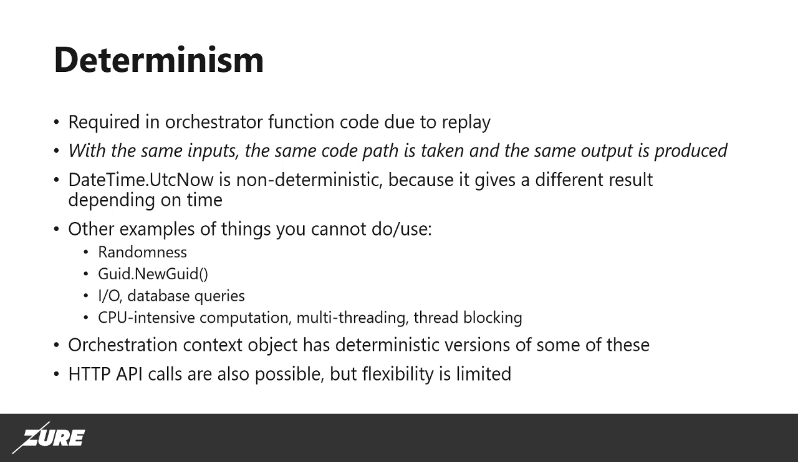Now, kind of funnily, in an orchestrator function, you can do HTTP API calls with some limitations to the flexibility. You might be saying, hang on, I thought you just said don't do I/O in orchestrator functions. And I know I did. But the context object has a kind of deterministic version of running API calls. So you can use that in orchestrator functions.